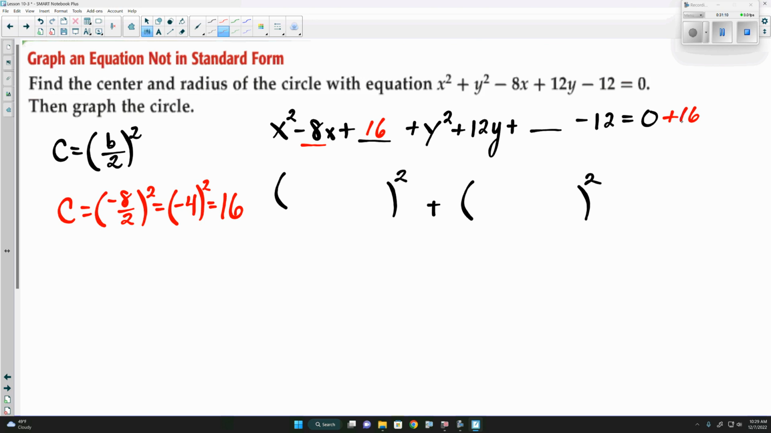Now before we move on to y, we can go on and finish this here. Because we have x, what goes in here is whatever was inside the parentheses before we squared it. So x minus 4. X minus 4 squared, if we expanded it out, is x squared minus 8x plus 16.